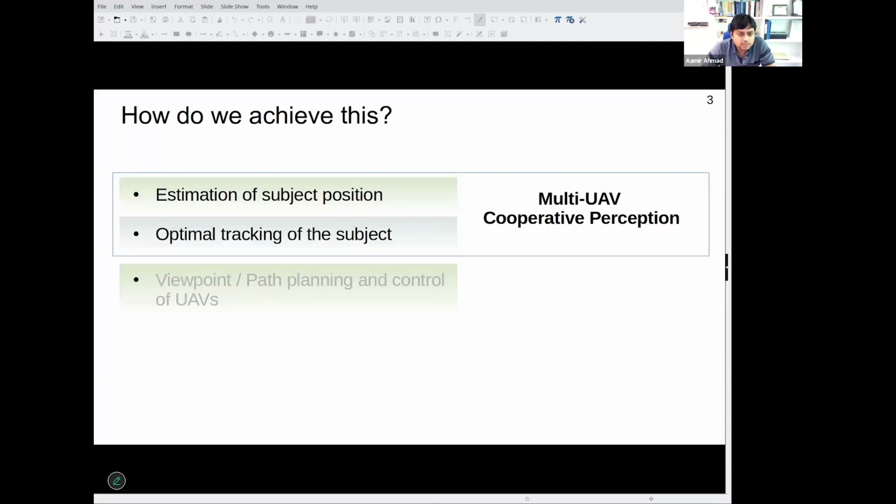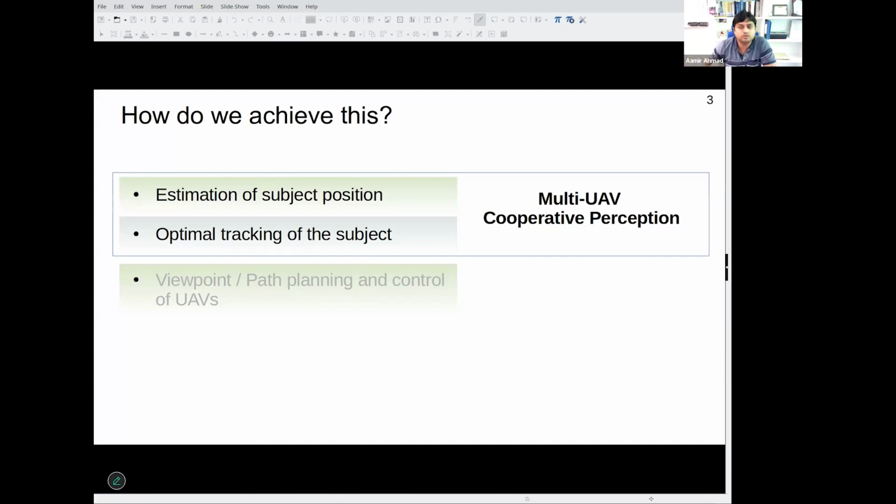So now I'll talk about the methods, basically how we achieve this. The first thing that we develop are basically two tightly coupled methods. The first is for multi-UAV cooperative perception, where the objective is to basically jointly estimate the subject's position and track it as the subject moves in the environment.